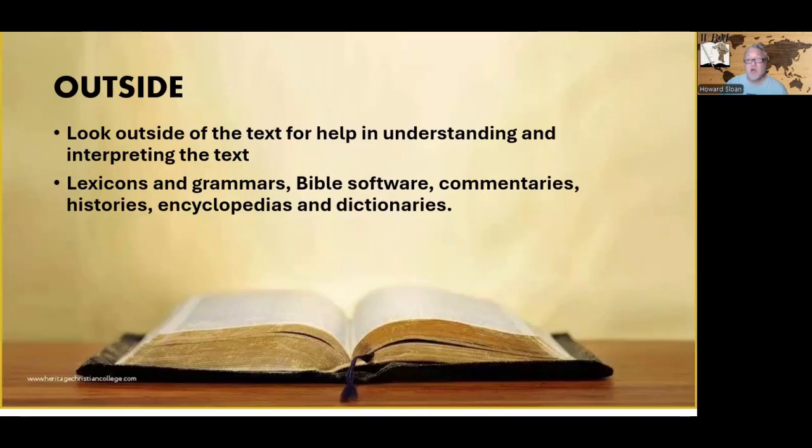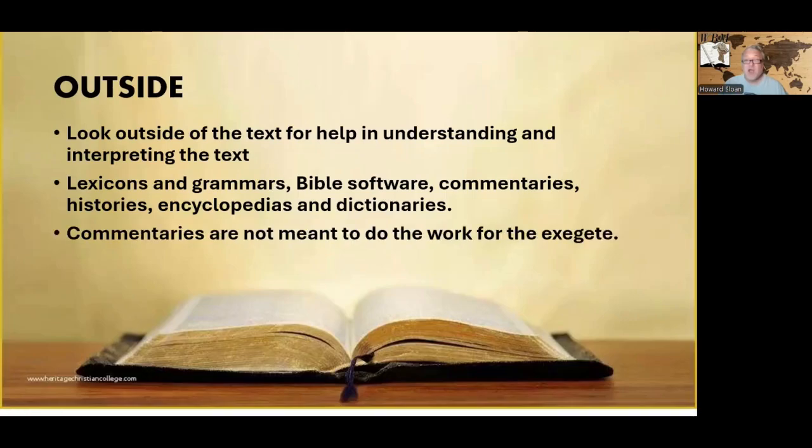Good commentaries will help with the language, context, and cultural issues, as well as interpretations and applications that the commentator has made. Commentaries are not meant to do the work for the exegete. Commentaries are tools. Commentaries can be wrong. Commentators can often disagree amongst one another. Older commentaries may not have the same cultural historical information that more recent ones have. Commentators are also a product of their times and their training.